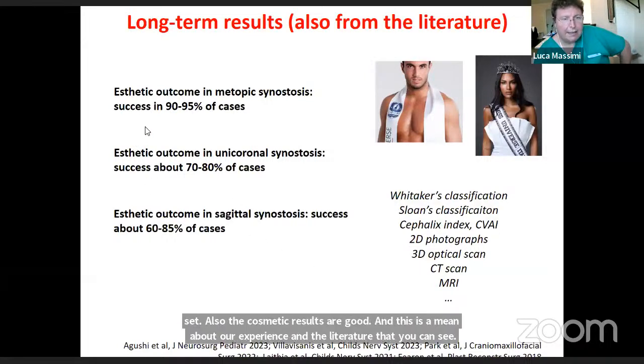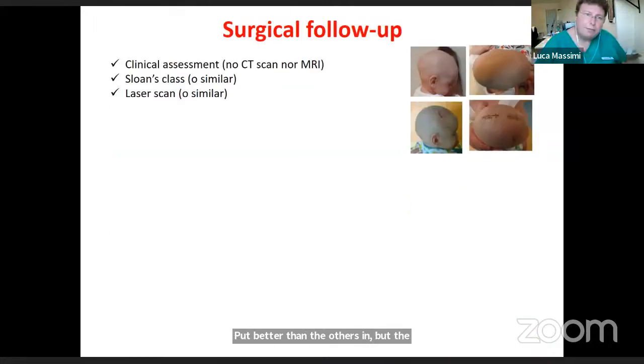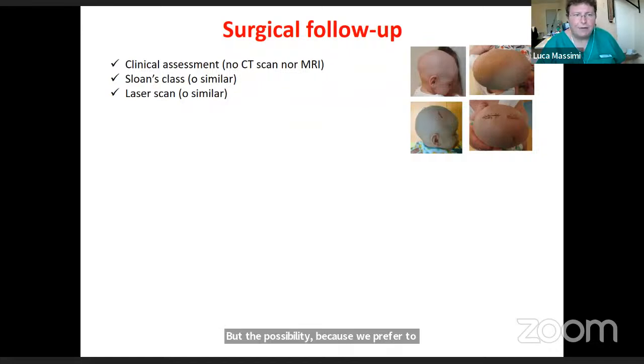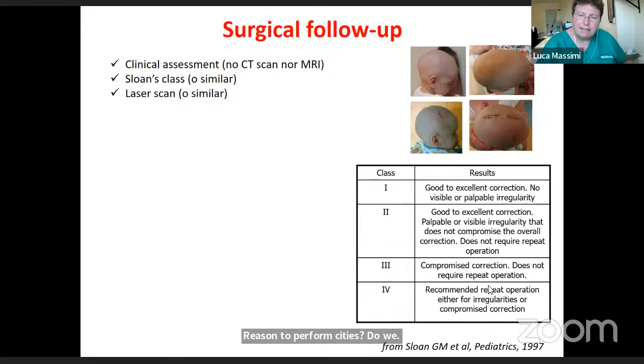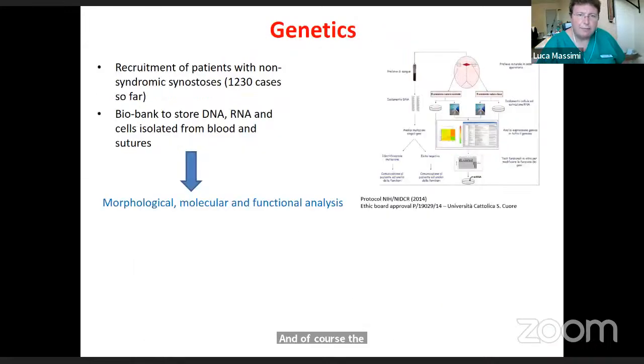For sure, the metopic synostosis seems to work better than the other synostosis, but the results are quite good. What is important, at least for us, is not to use CT scan or MRI routinely for the postoperative follow-up, because we prefer to follow the baby clinically. Of course, there is some reason to perform CT scan and MRI, we do it, but we prefer to use a clinical assessment for the follow-up, such as the Sloan class, and of course, the laser scan for the cosmetic.